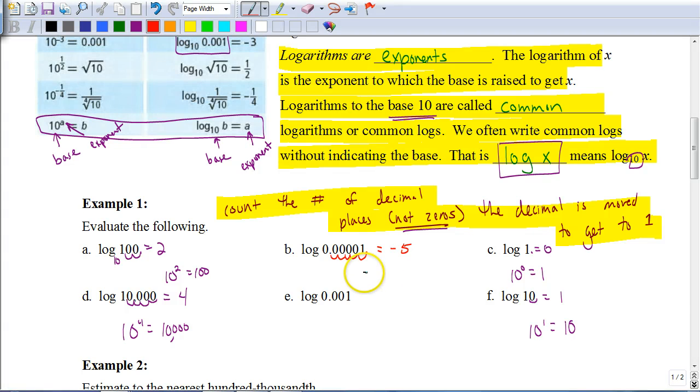So this is going to be, because 10 to the negative 5th would be 0.0001, my answer would be negative 5. So here you move the decimal place over 3 places to the right to get to 1 whole. So that means your answer would be negative 3.